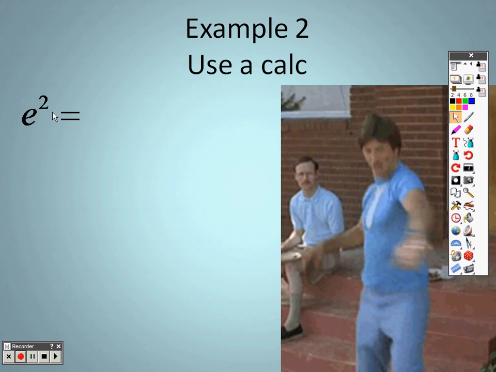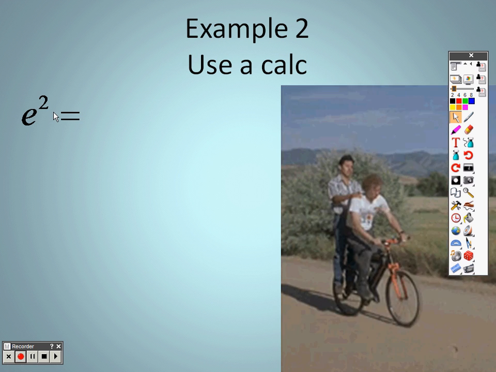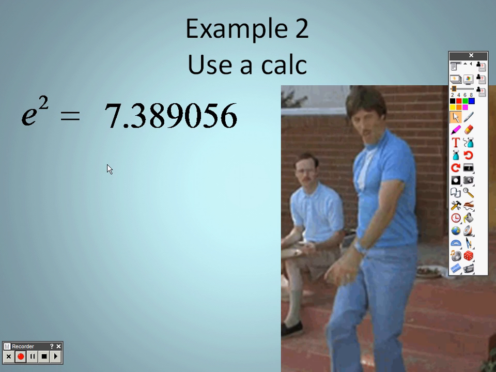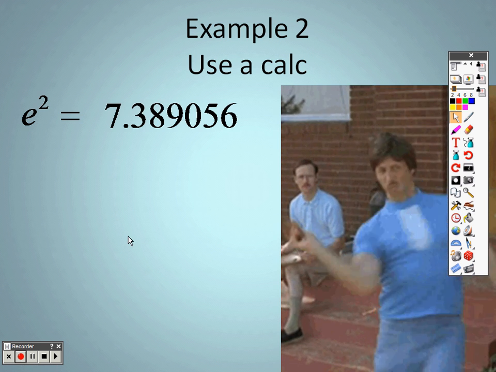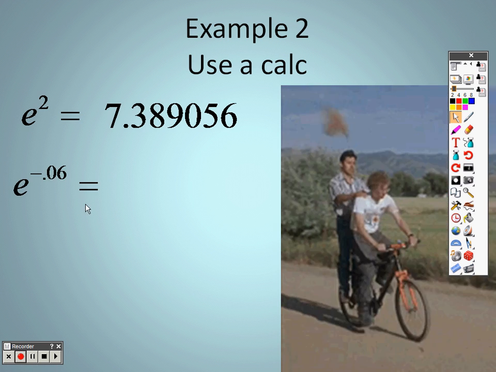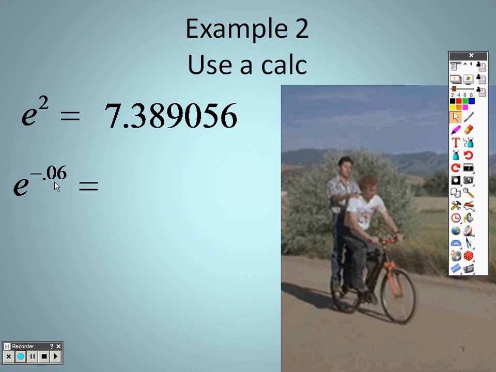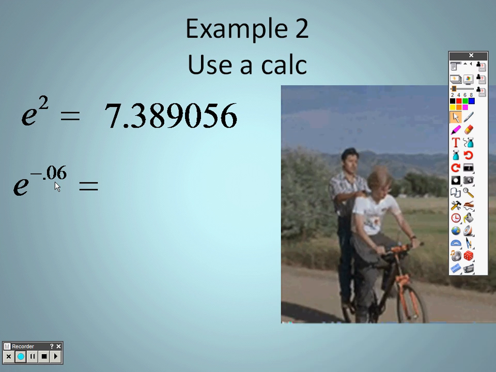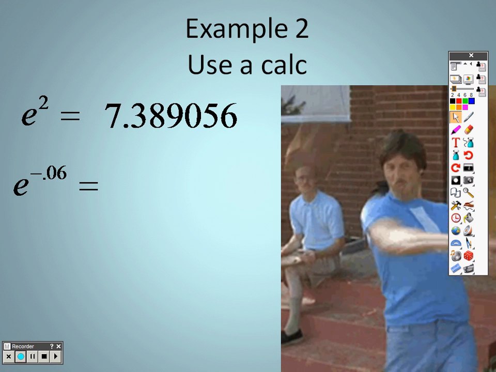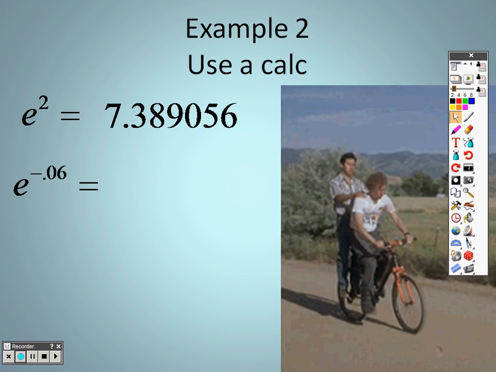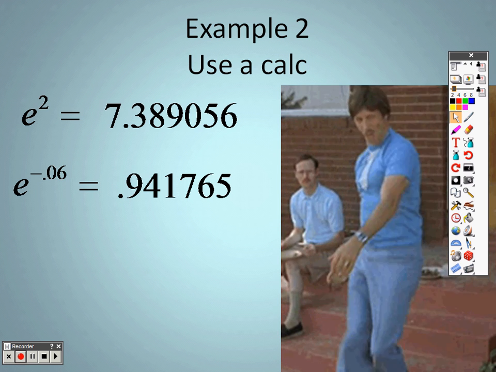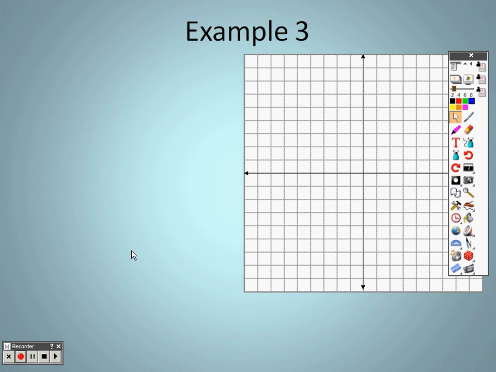So in that parentheses, you type a 2 end parentheses, and you get roughly 7.389056. You can also type in negatives as well, so press second ln again, and you just type in negative 0.06 end parentheses, and you would get roughly 0.941765. So really that's all that it was. Nothing big, nothing spectacular, but now let's make sure we can graph these on our calculator.